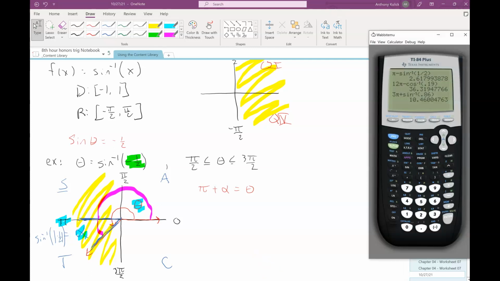So now I can go to my calculator, and I can do pi plus sine inverse, and I'm just going to do positive 1/2 rather than typing the absolute value into my calculator. That's something I can certainly do in my head. I need to make sure I'm in radian mode. So I get about 3.67. Math, number, option 1 is absolute value. That's ABS.